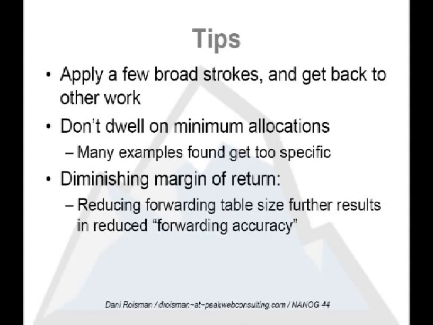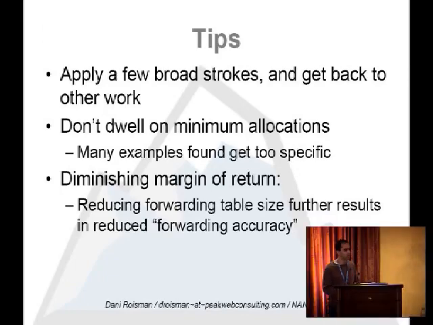Don't dwell on minimum allocations. There were a couple examples in the NANOG threads and the archives, a few very, very smart people giving very good advice, where they're building pretty complex prefix filter sets based on minimal allocations. It just seemed like a lot of work. It seemed like you were maybe throwing a little too much that was relevant away, maybe keeping a little too much that just isn't necessary. Basically finding diminishing margin of return.